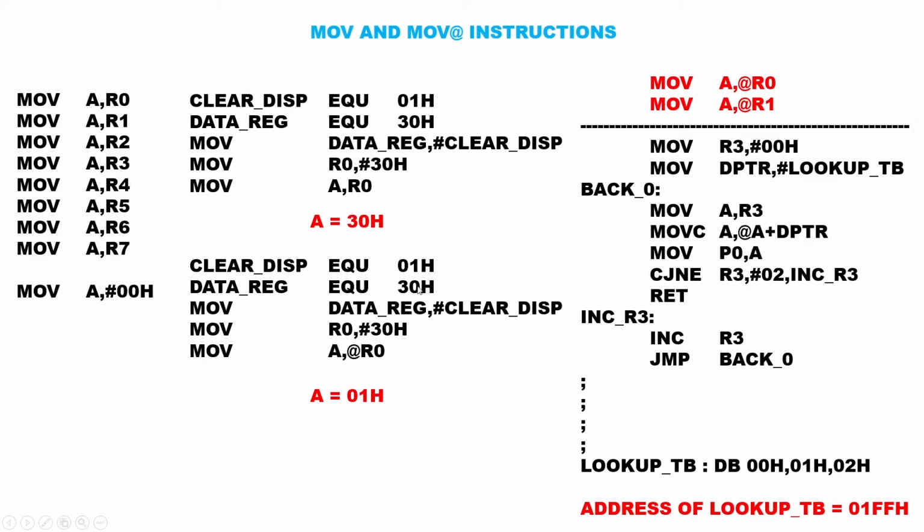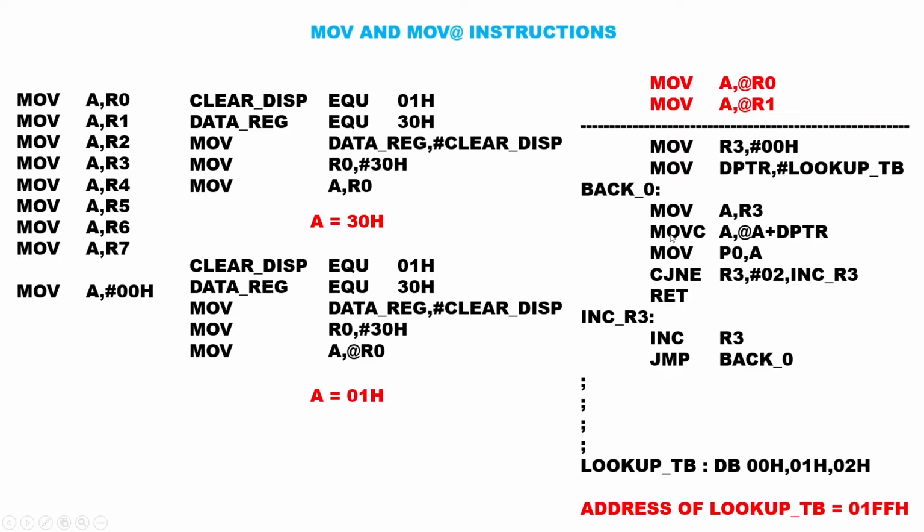And here we can see we have assigned the name data reg to 30h, and we have moved the constant clear disk to the data reg. So in this case the value of R0, which is 30h, will be considered as an address, and the contents from that address will be moved to the accumulator. So after executing the instruction MOV A,@R0, the value of the accumulator will be 01h. As we have seen from the opcode charts of the MCS 51 family, only two registers can be used for this instruction, that is MOV A,@R0 and MOV A,@R1.